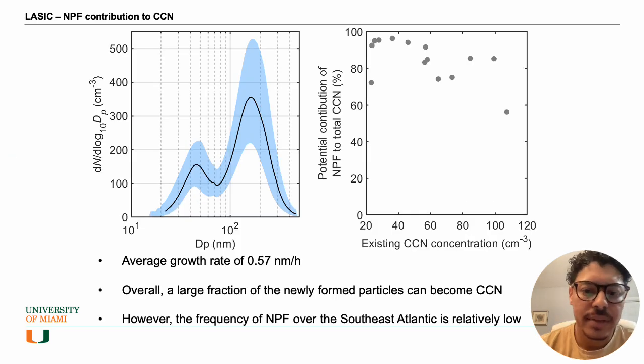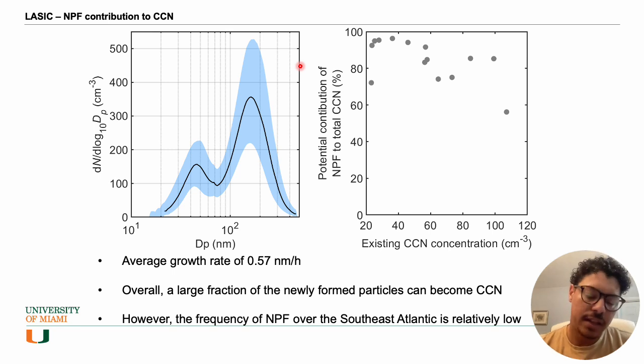Based on the growth of NPF events identified at Ascension Island, we further predicted the contribution of NPF events to the CCN population, considering the loss due to scavenging by pre-existing aerosols. We identified the Hoppel minimum of 74 nanometers and an average growth rate of 0.57 nanometers per hour, indicating relatively slow growth. However, given that the new particle formation occurs in an ultra-clean environment, we found that a significant fraction of the newly formed particles can still grow and contribute to cloud formation.